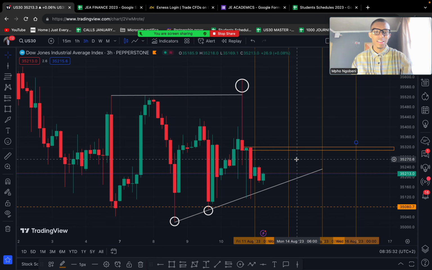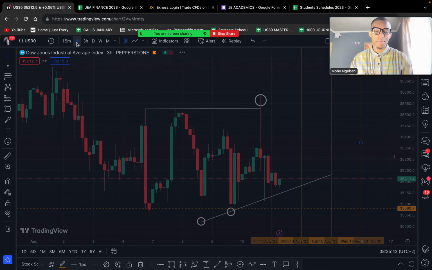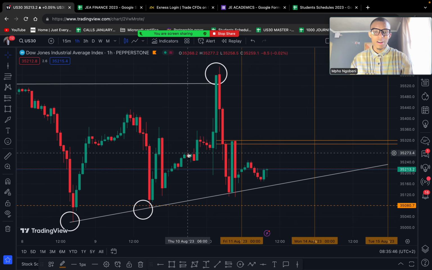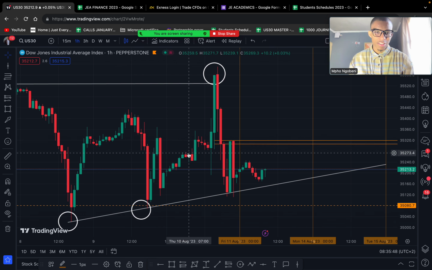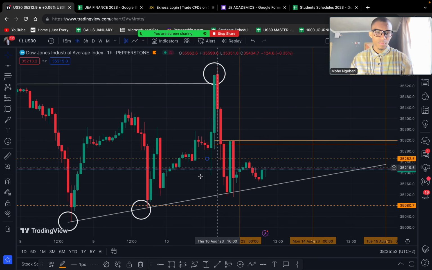So at the moment, I'm not expecting any formations, so I won't do anything regarding formations. Let's go to the lower time frame. The lower time frame is 1 hour. On the 1 hour, that's where I draw my key levels. So let's draw key levels. Let me use a different color. Let me make it bold.